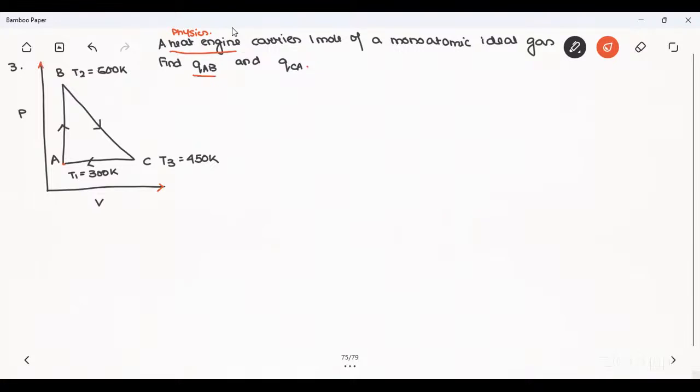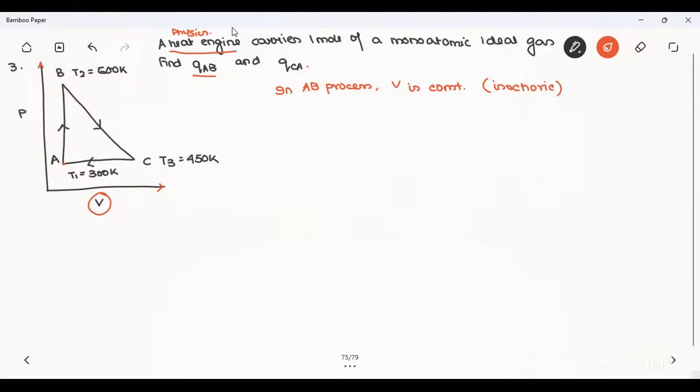Yes or no? Yes, ma'am. Okay, I told you in the last classes also that if something is parallel to something, the other thing gets constant. So, in the AB process, AB is parallel to P. So, obviously, what will be the constant here? V is constant. And V is constant means what process? Isochoric. Isochoric.